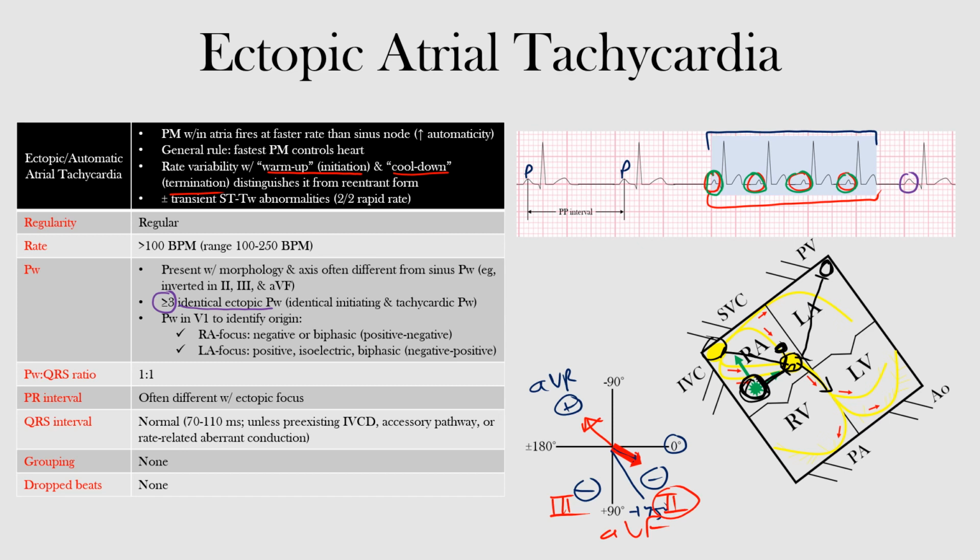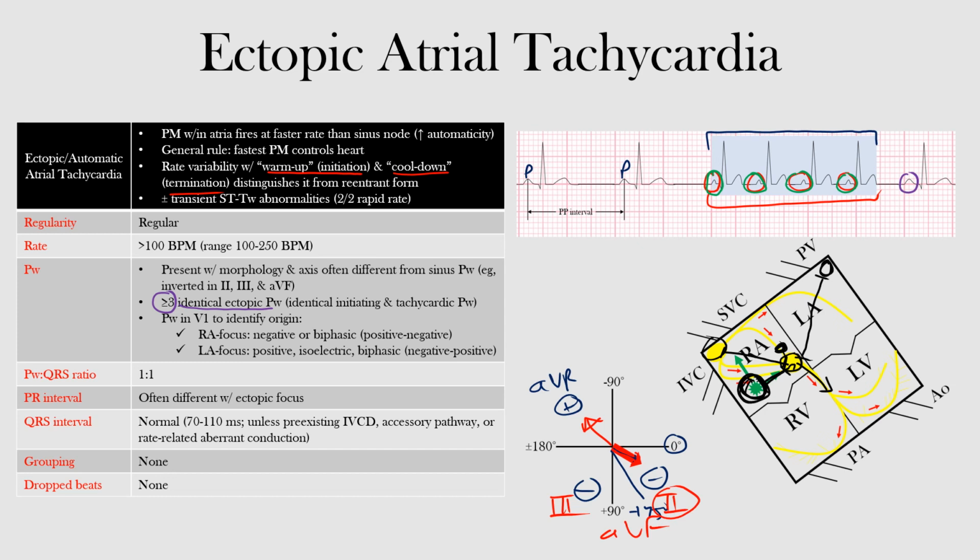Now for bonus points, let's look at how the P wave morphology can help us localize the origin of the ectopic focus. Here we want to look at lead V1. This lead gives us an excellent idea of the electrical conduction in both atria. It's a short axis view. A negative or biphasic positive-negative P wave in lead V1 has been shown to be specific for a right atrial focus, meaning one that's originating from the right atria, like the one we have here.